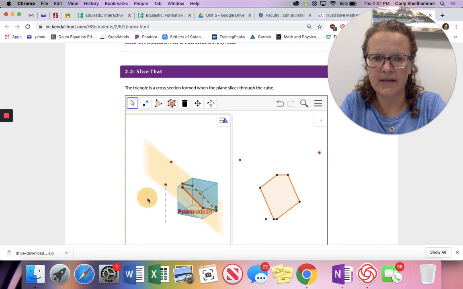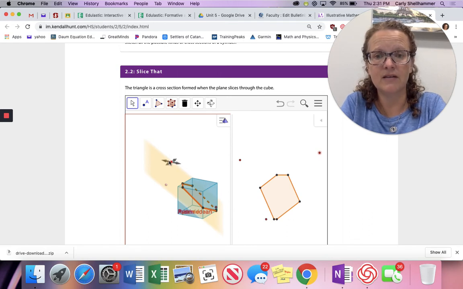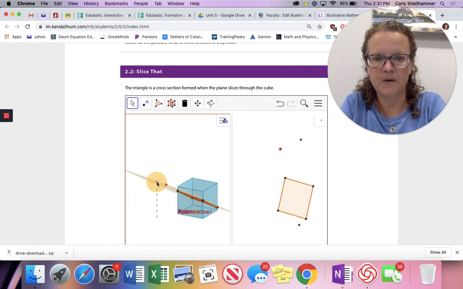I can get a 5-sided figure. I can get a 6-sided figure, 1, 2, 3, 4, 5, 6. If I cut it very carefully, there we go. Trying to get it. It's kind of hard to do.